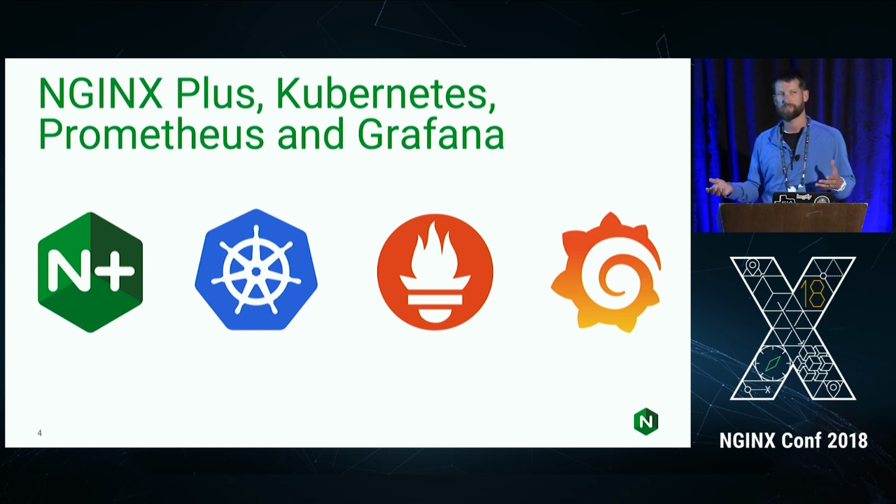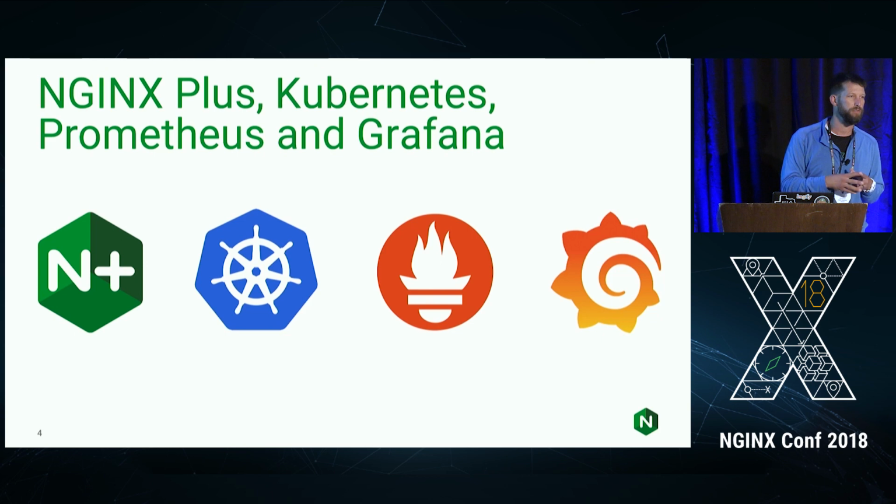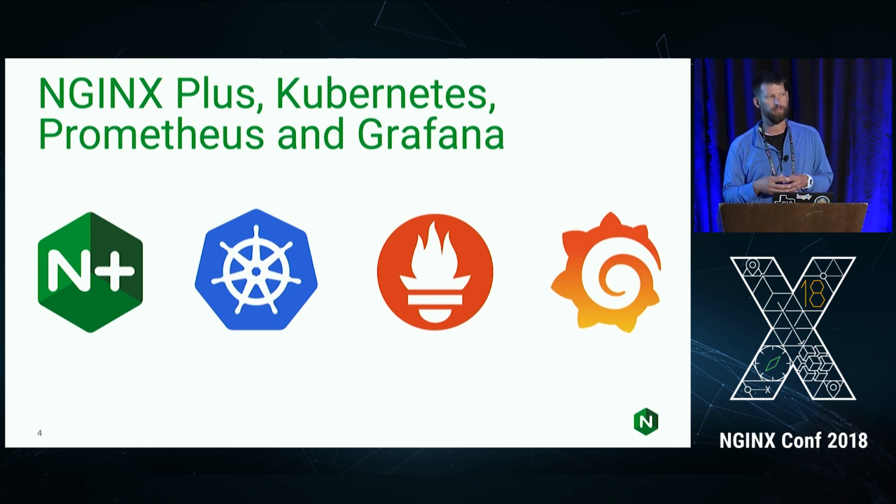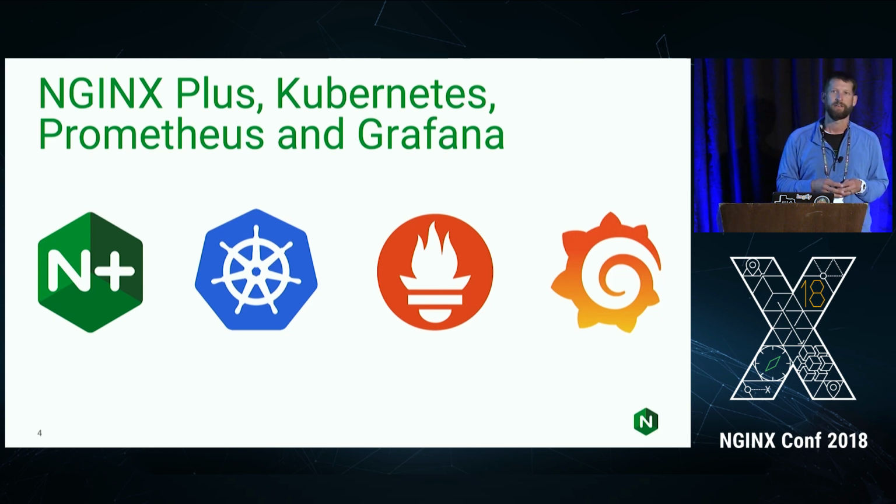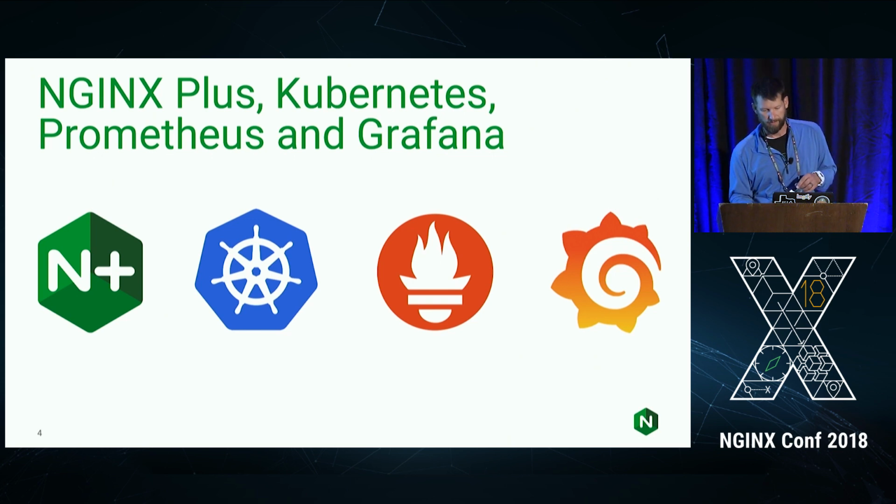Kubernetes obviously is going to do our orchestration. The Ingress, managing our Ingress resources. Prometheus is going to collect some of the data from our NGINX instance. And then Grafana we're going to use to make some nice, pretty dashboards.